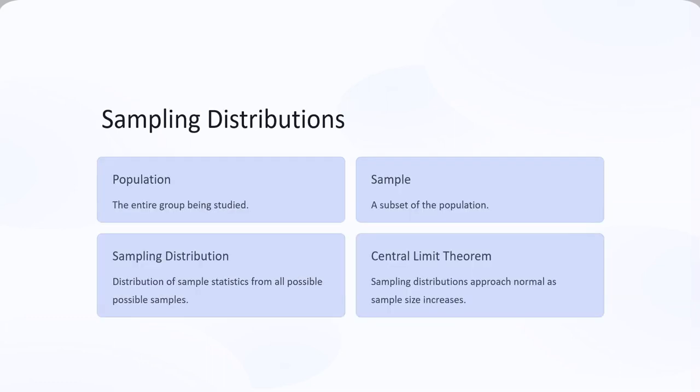Okay, and the sample distribution. You need to understand what is the population: the entire group that belongs to the study, that is called the population. So what is the sample? A subset of a population, that is called the sample. And the sampling distribution is the distribution of the sample statistic from all possible samples, everything you can get from the sample. That is called the sample distribution, how it looks.